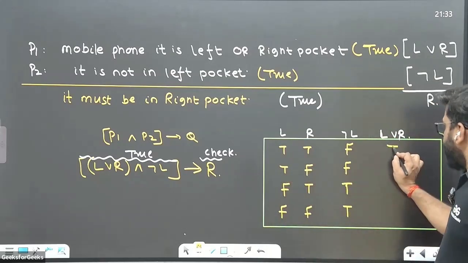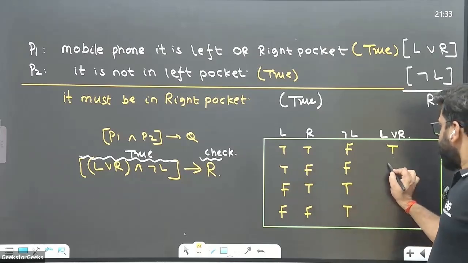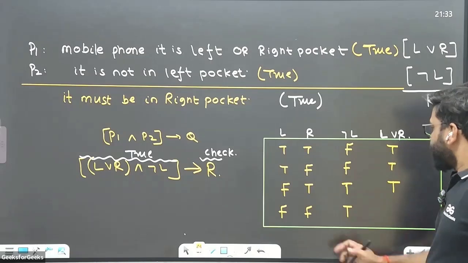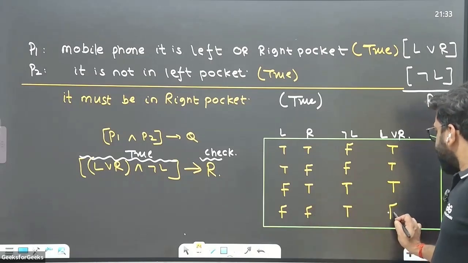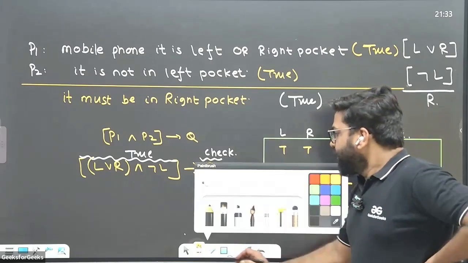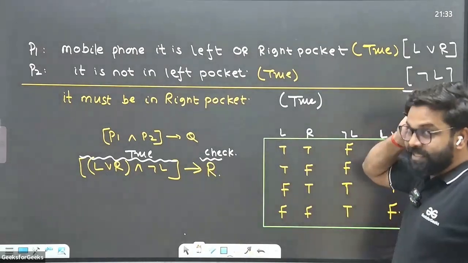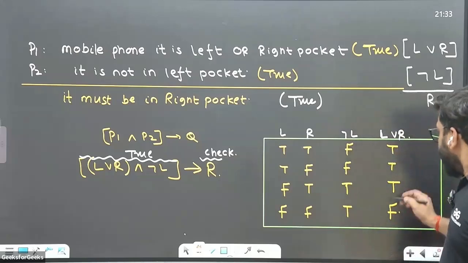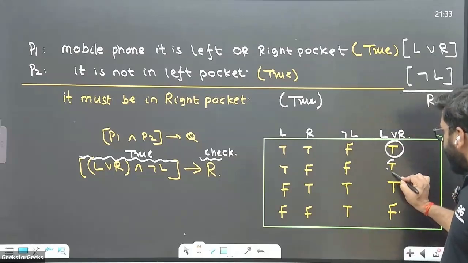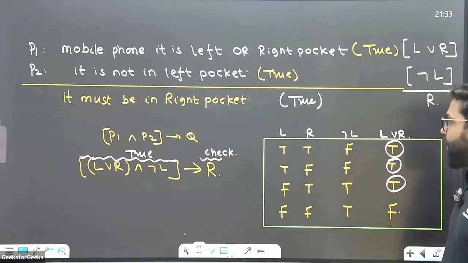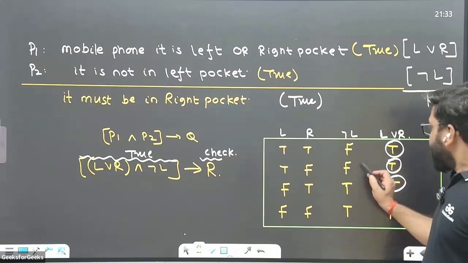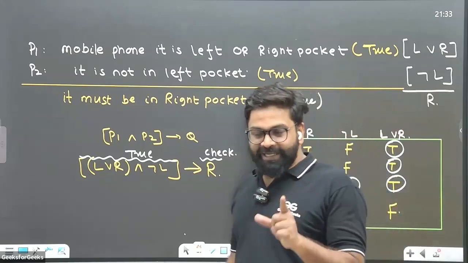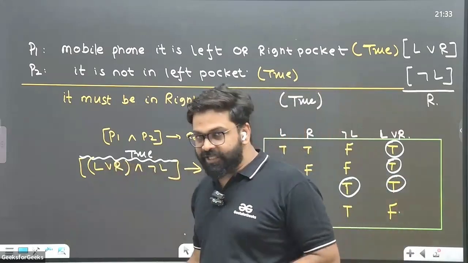Now L or R, what will it become? True or true, you get true. True or false, you get true. False or true, you get true. False or false, you get false. Now, according to the premises, the first premise L or R is true in the first, second and third rows. And where is negation of L true? Negation of L is true in the last two rows. Now, according to the inference rule, try to take the left side as true.